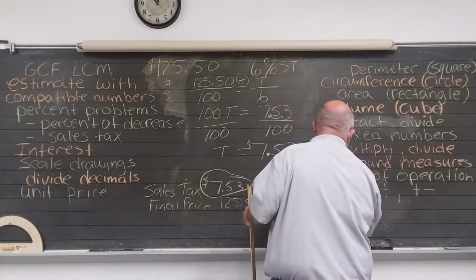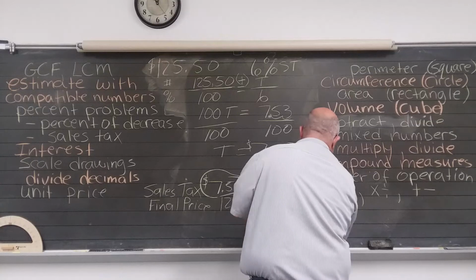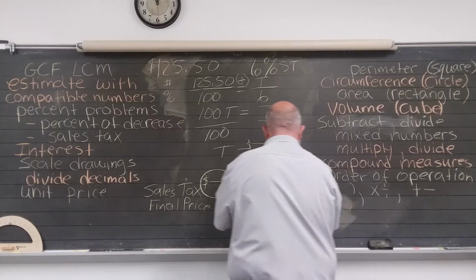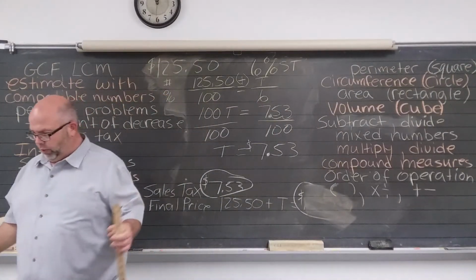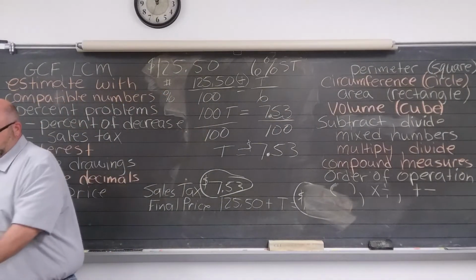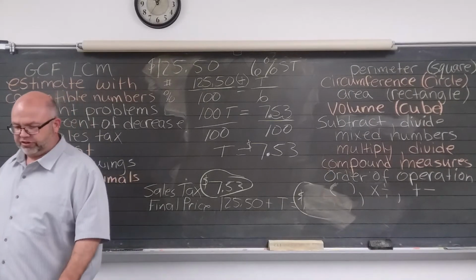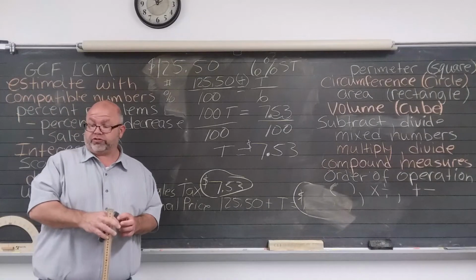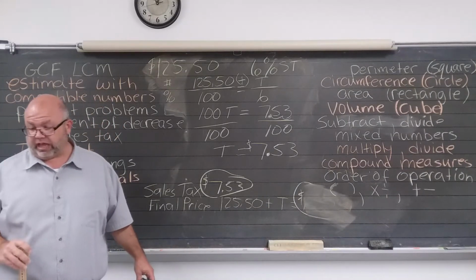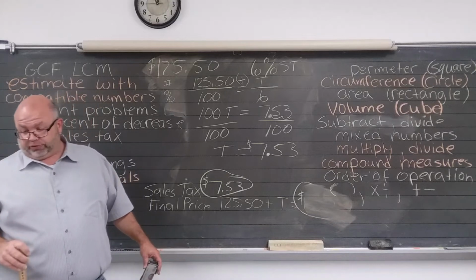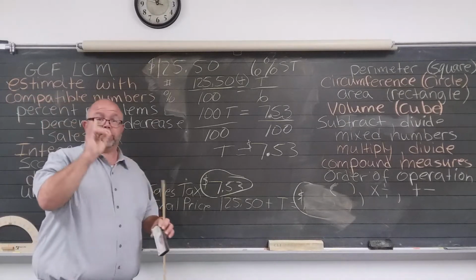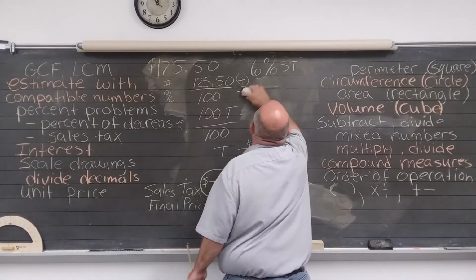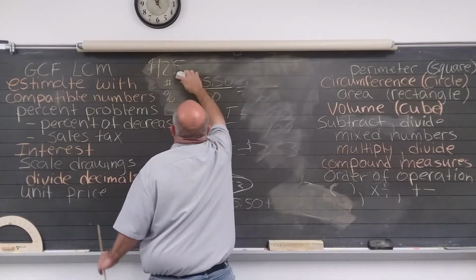Interest. Start working on this. Principal, I'm borrowing $5,000 for 2 years at 9% interest. How much interest am I going to pay? Start working on that. $5,000, 9% interest, 2 years.